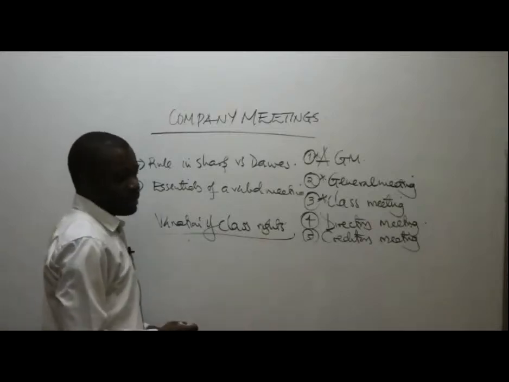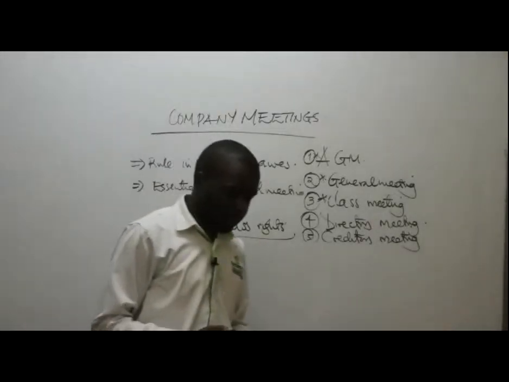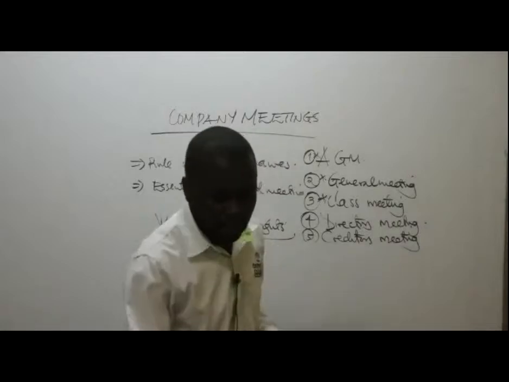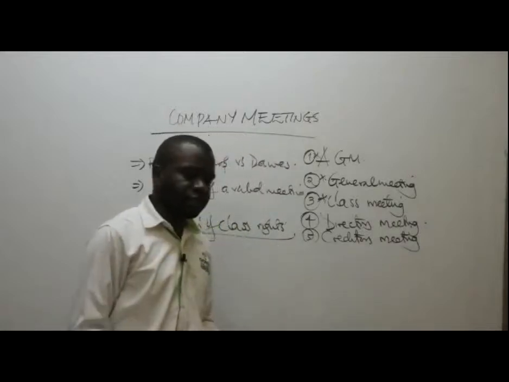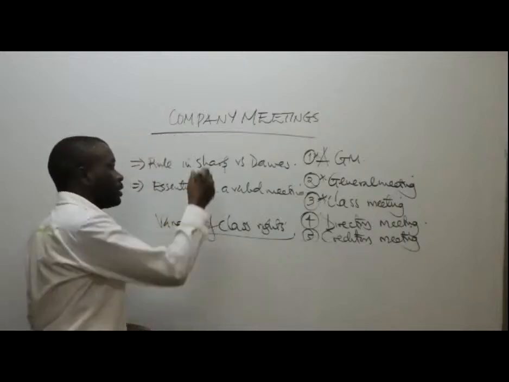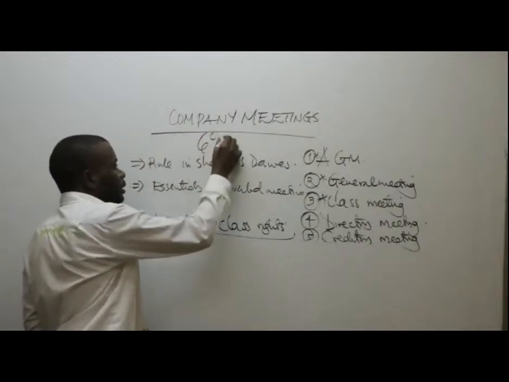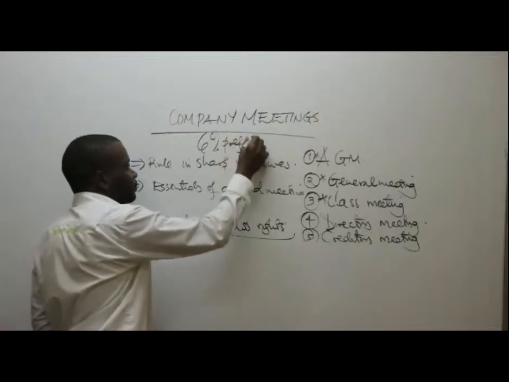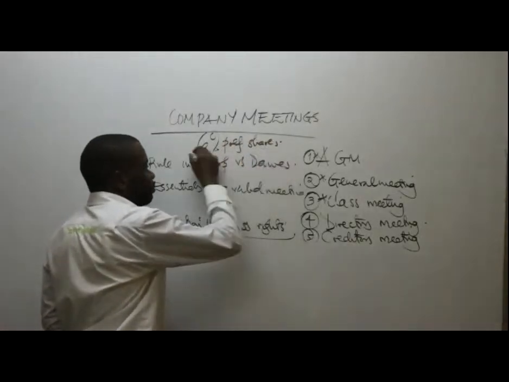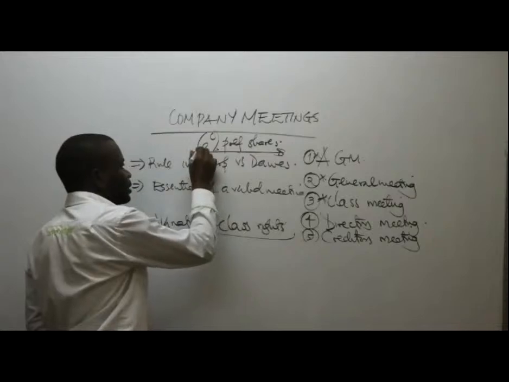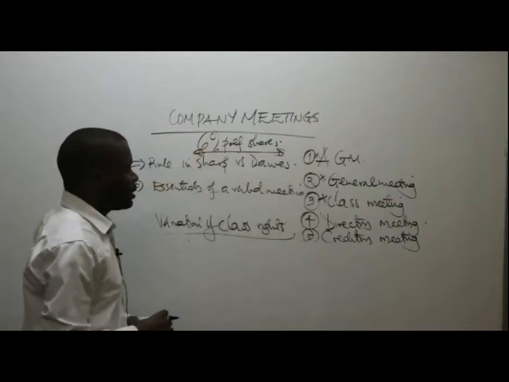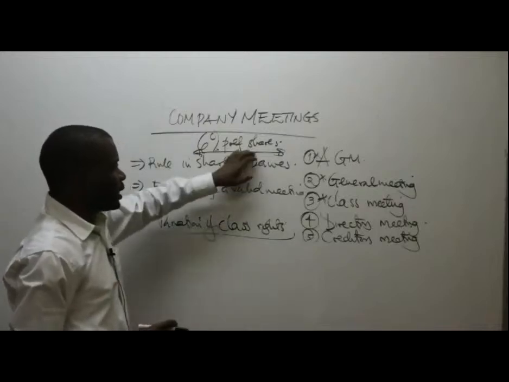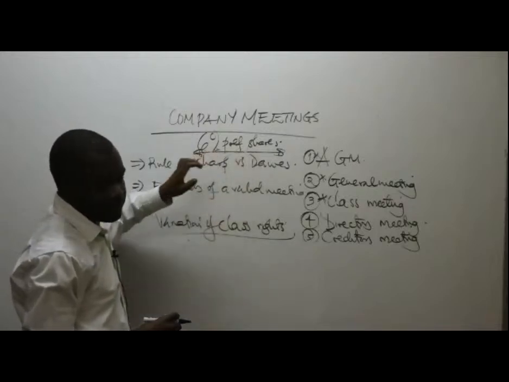So what we mean by this is, as we've said, that members of the same class of shares will enjoy what we call similar rights. So if it is preference shares, and they are saying it is 6% preference shares, it simply means that these members of the class of shares can enjoy dividends at a rate of 6%.